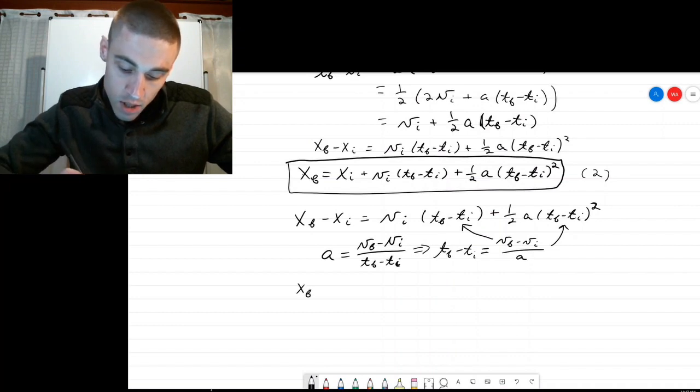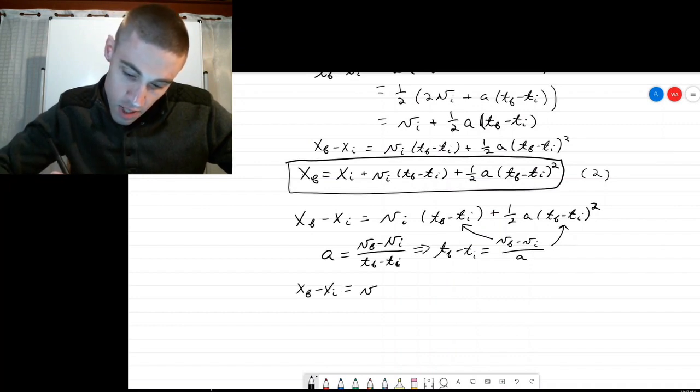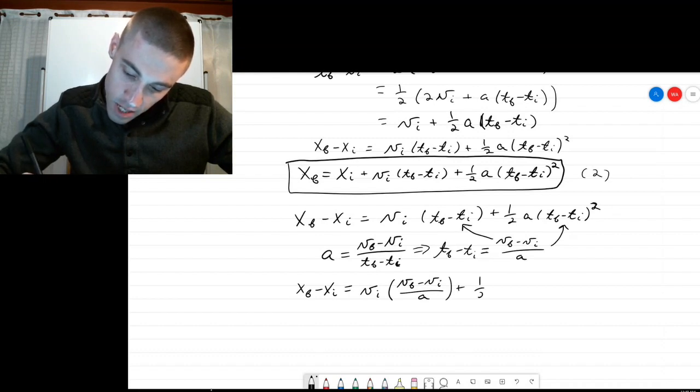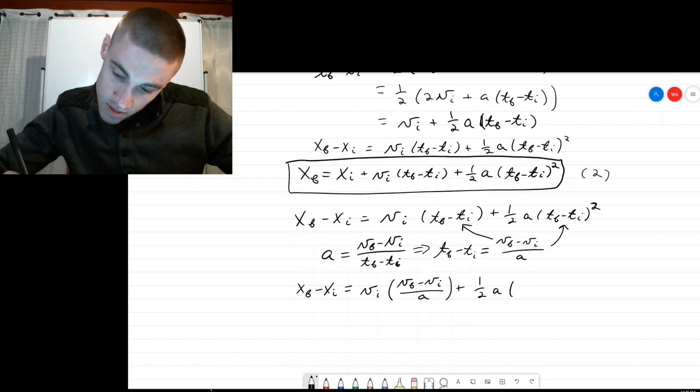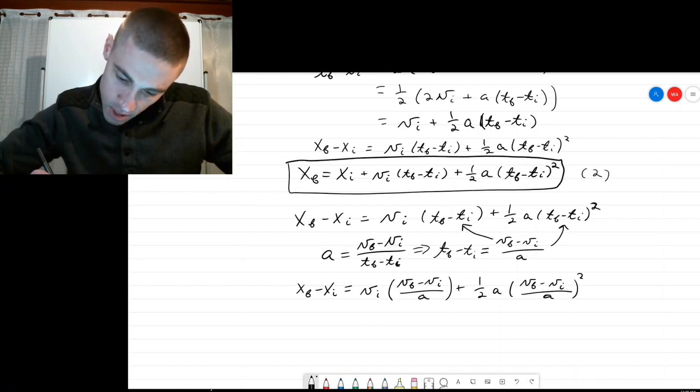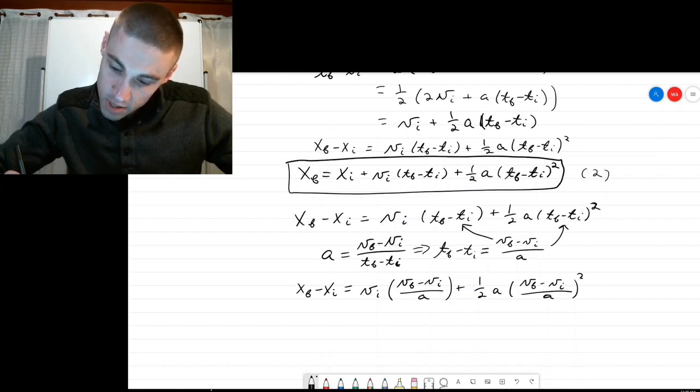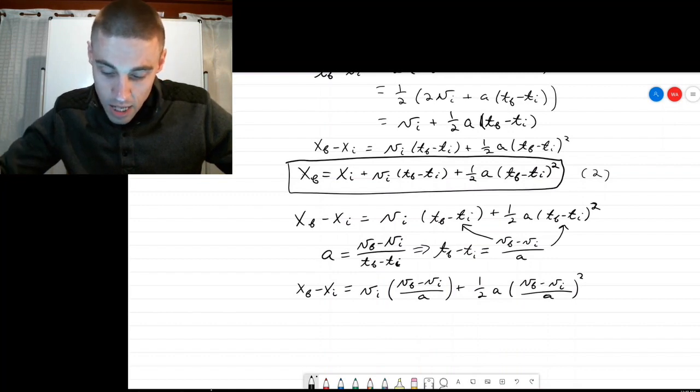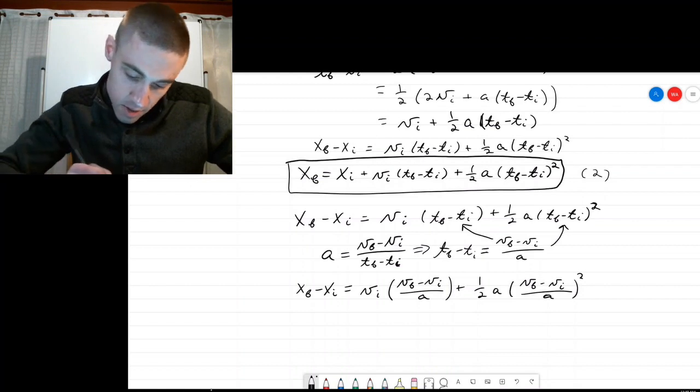So I'll have x final minus x initial is equal to v initial times v final minus v initial by a, plus 1/2 times a times v final minus v initial divided by a squared. Okay, so a few things to note. I have an acceleration in the denominator here, and I have an acceleration in the numerator here, and 2 powers of acceleration in the denominator. So if I multiply by 2a on both sides, I can get rid of everything from the denominator. So let's do that.